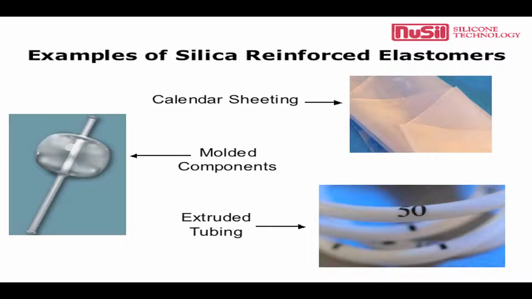So what do you do with silica reinforced elastomers? Calendared sheeting, extruded tubing, molded components. These have no other additions. If you look at the tubing down at the bottom right-hand corner, you see that tubing is white. It probably has barium sulfate added to it to make it radio opaque. The sheeting, as you can see up above, would be a high consistency that would have some sort of a mesh inside to give it strength. A shaft and a balloon on the left-hand side.